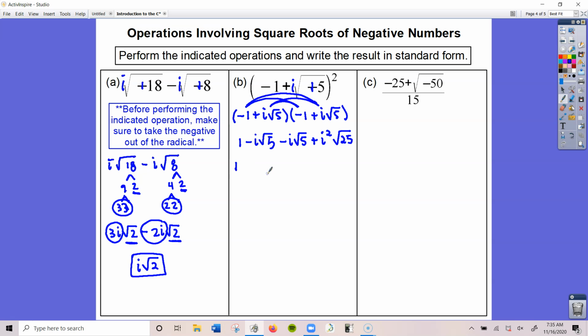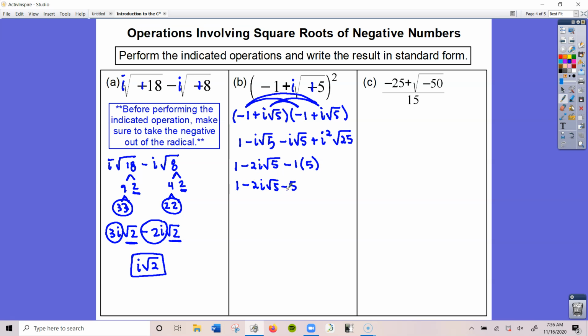So here we have this 1. Now negative i square root 5 minus i square root 5. Both of these have the same square roots, meaning that I can subtract what is on the outside. So if I have a negative i minus i, that's a negative 2i. And remember, the square root just tags along, so square root 5. Now i squared is negative 1, so I'm going to replace i squared with negative 1. So instead of plus i squared, I'm going to put minus 1. And then the square root of 25 is 5, and these are being multiplied. So I have 1 minus 2i square root 5 minus 5.